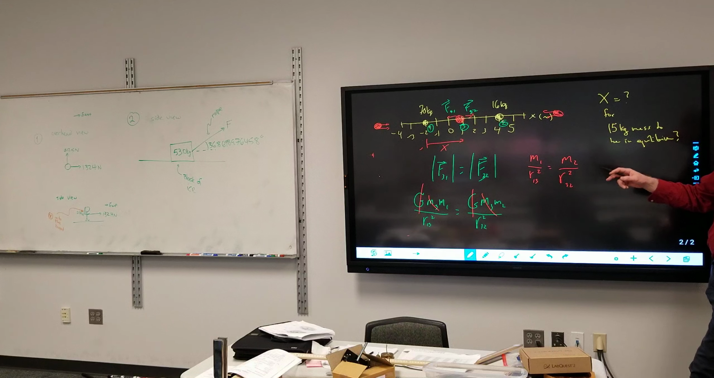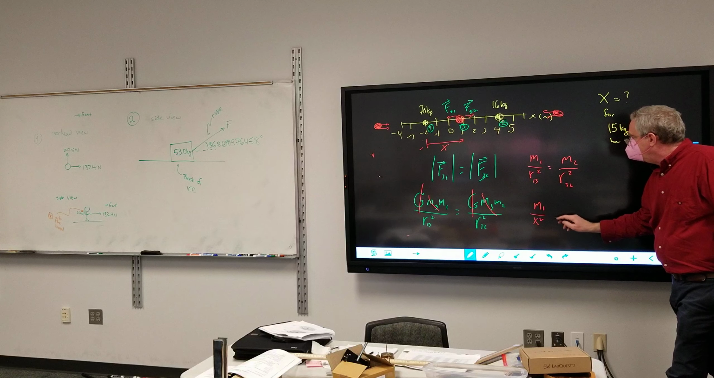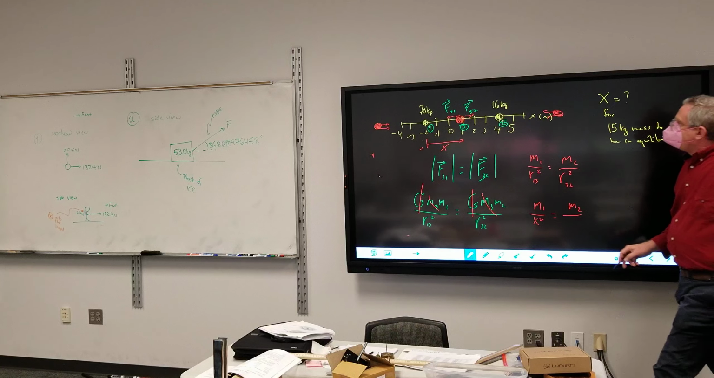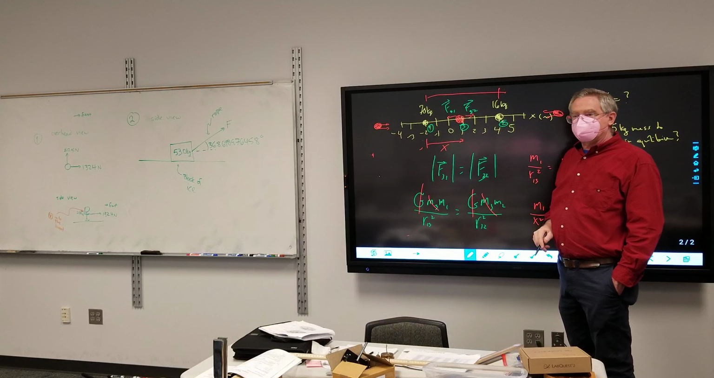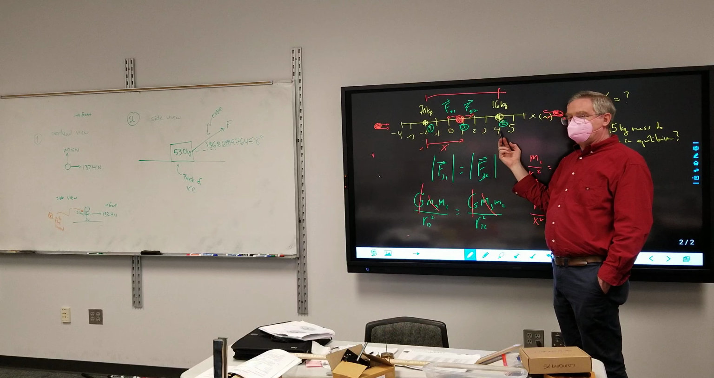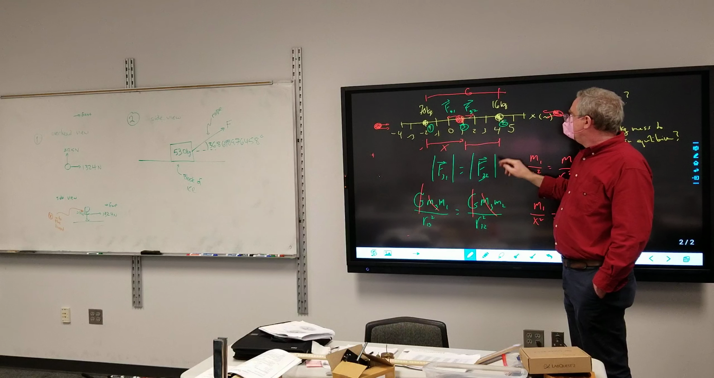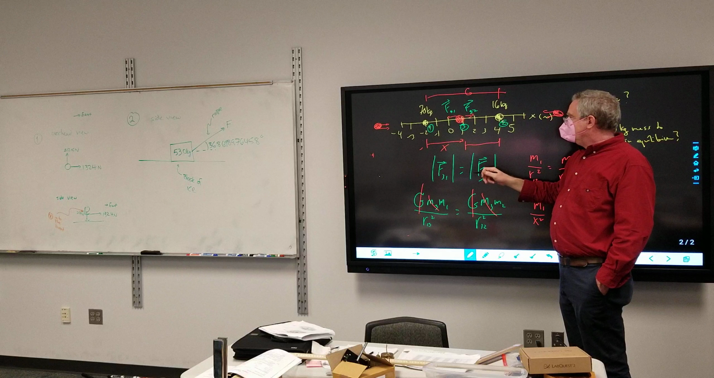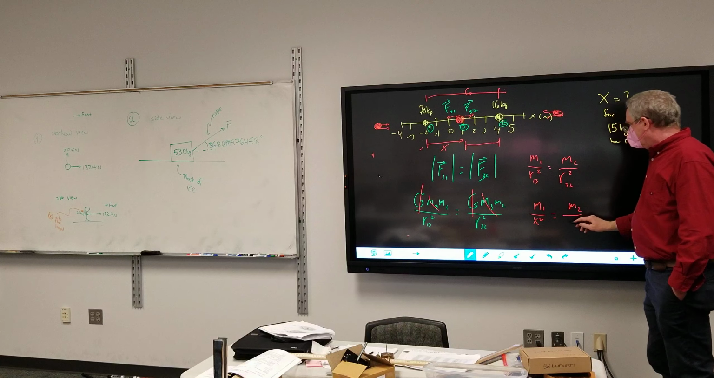Well, R13 I just said is X. So this is M1 over X squared is equal to M2 over, well, I know the distance from here to here is 6, because that's at -2 and that's at 4. So that distance there is 6. So this distance here from the 16 kilogram to the third mass has got to be the difference between the total distance and X. In other words, 6 minus X.